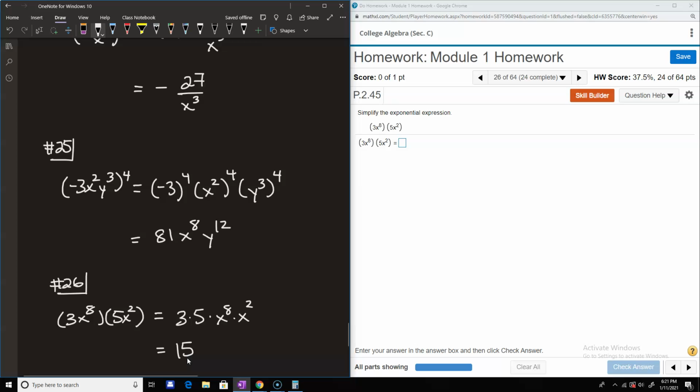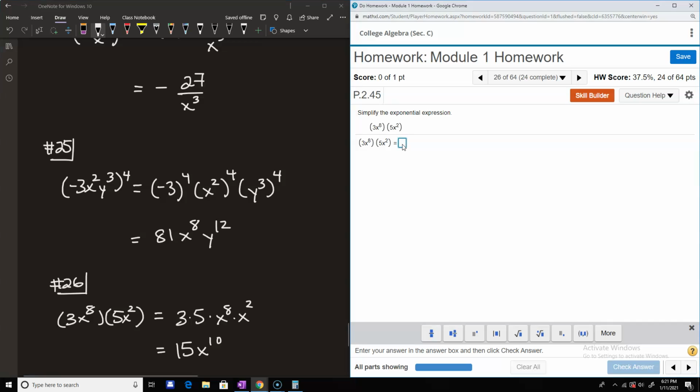And then remember, this is property number 4 from the exponent rules we listed. Since they both have the same base of x, the final 2 factors, you want to add those 2 exponents. So 8 plus 2 would make 10. So this is 15x to the 10th power. We're adding up the number of factors of x that appear. So we have 15x to the 10th.